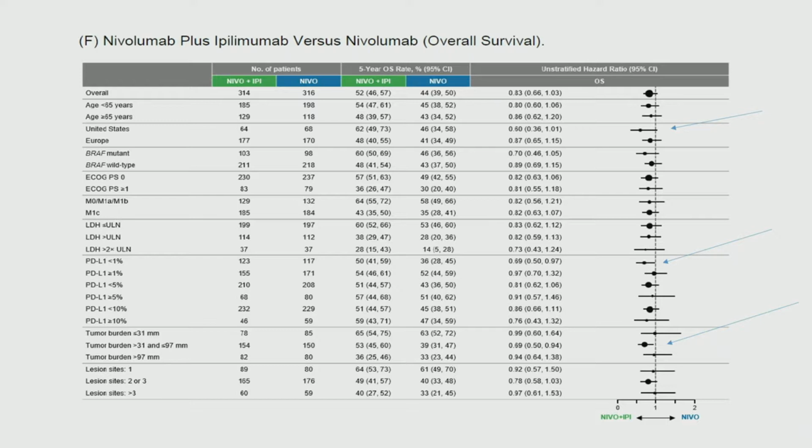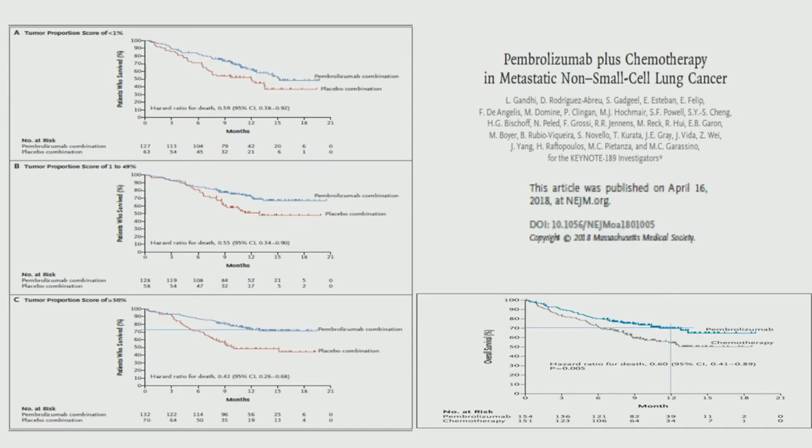And later, I'm going to try and go back and tie this to the mechanism to show you again how difficult this all is in trying to develop rational therapies.